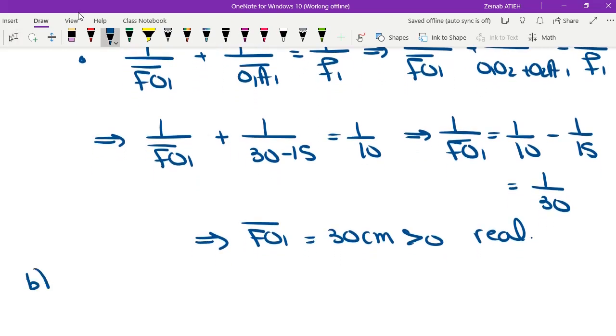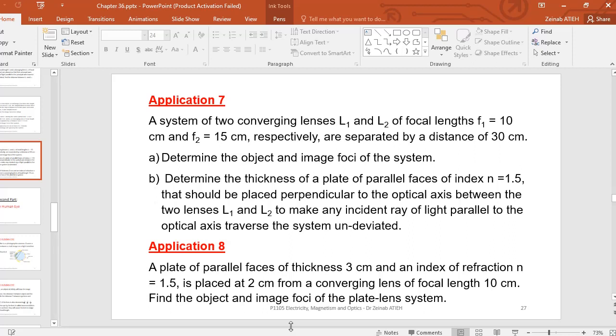There remains part B. Let's take a look. Determine the thickness of a plate of parallel faces of index n equals 1.5 that should be placed perpendicular to the optical axis between the two lenses L1 and L2 to make any incident ray of light parallel to the optical axis traverse the system undeviated. بدي جيب أنا parallel plate حطها ما بين ال L1 وال L2 اوكي بشكل انه اذا الضوء جاي parallel للoptical axis يرجع يظهر parallel للoptical axis.